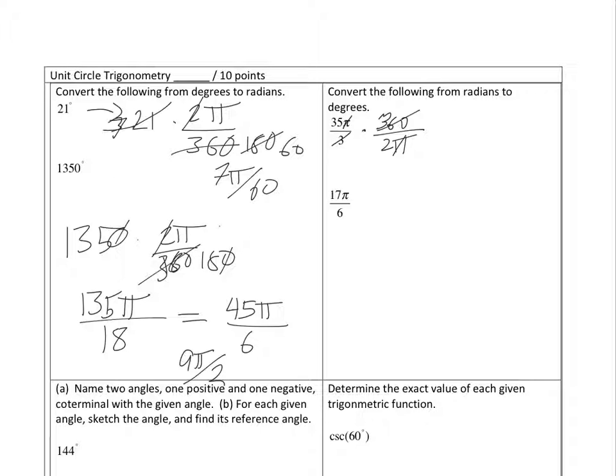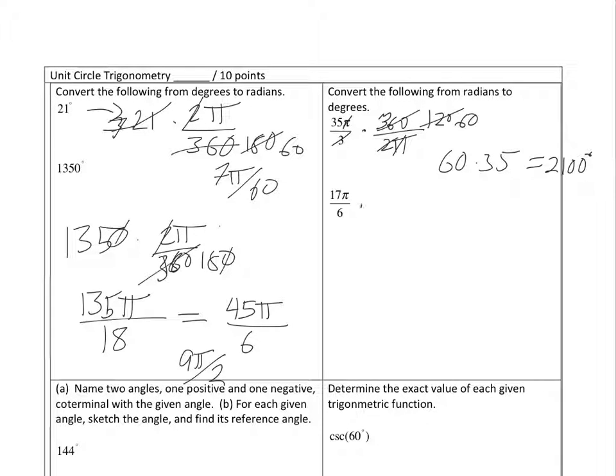360 over 3, I'm going to end up with 120 up top. I can divide that by 2 and end up with 60 on top. That leaves me with only 60 times 35, which is the same as 30 times 70, or 2100 degrees.